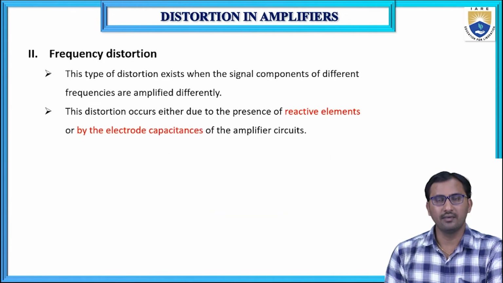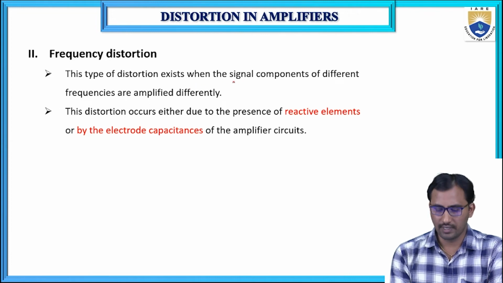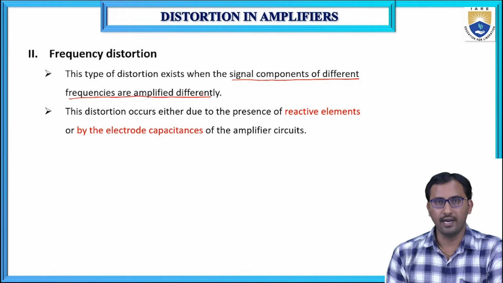And the second one is frequency distortion. This type of distortion occurs when the signal components of different frequencies are amplified differently. Previously we have seen amplitude distortion, which mainly affects the amplitude of the output signal waveform. Here it is frequency distortion, so the input frequencies will be amplified differently.